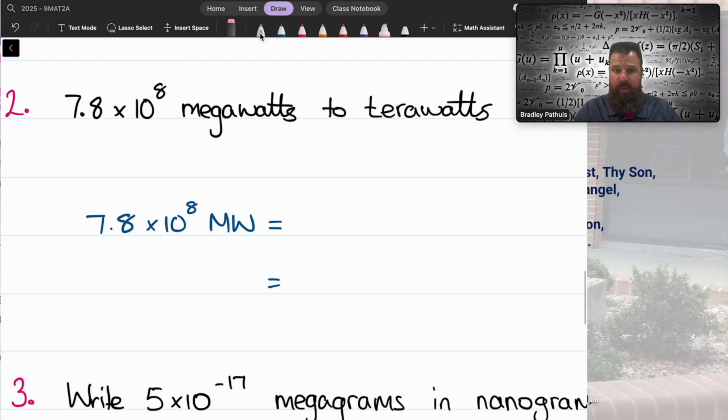Right, here in example 2, we've been given a number, 7.8 times 10 to the power of 8. Scientific notation, 7.8 times 10 to the power of 8. It's a really big number. Lots of decimals could be involved, or lots of zeros to make it really big in this case. So we use this notation to keep and write the numbers smaller. And we're starting at megawatts, and we need to get to terawatts.